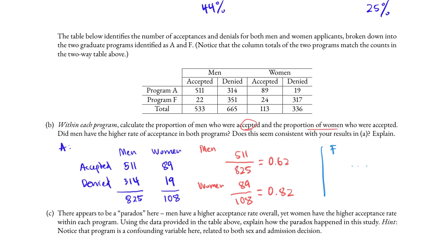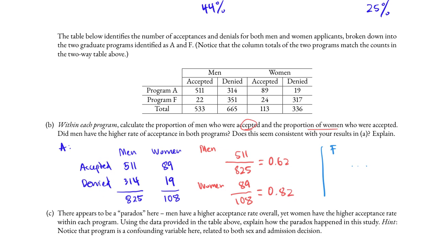This is what we call a Simpson paradox. Notice that program is a confounding variable here, related to both sex and admission decision. A confounding variable is a variable that affects the result. However, it is not included in our study.